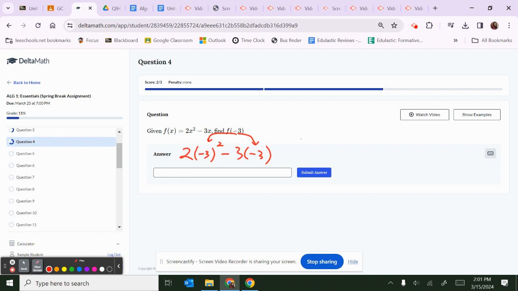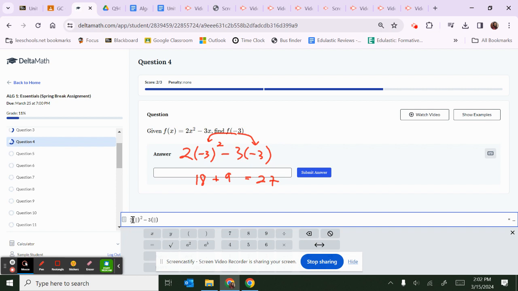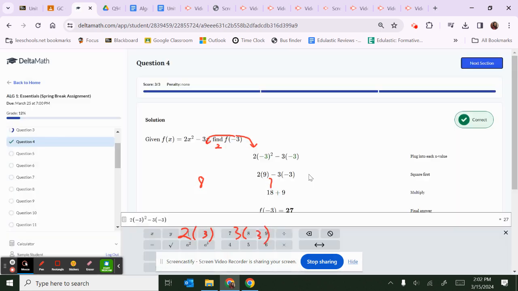-3 squared is 9. 9 times 2 is 18. -3 times -3 is +9. 9 plus 9 is 27. So you can use a calculator to confirm if your answer is correct. So 2 parentheses squared minus 3 parentheses, and inside of it, we're going to plug in a -3 into both. And I did get 27. So again, guys, I don't believe anybody should ever get this question wrong, not even once. Just like that.